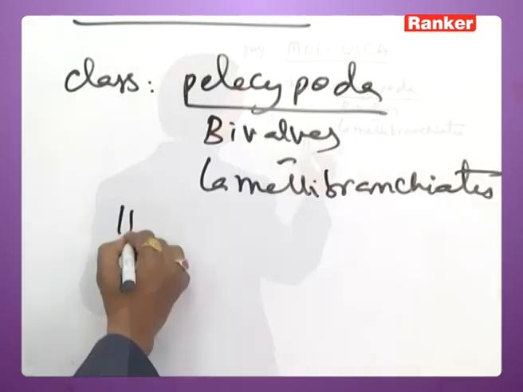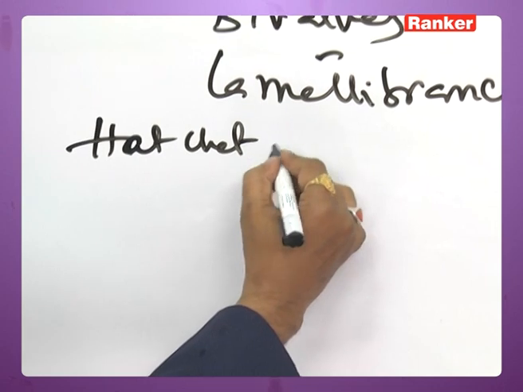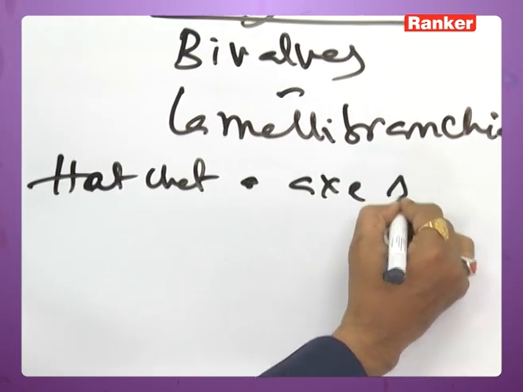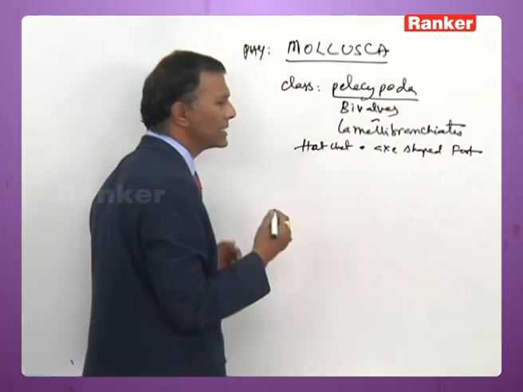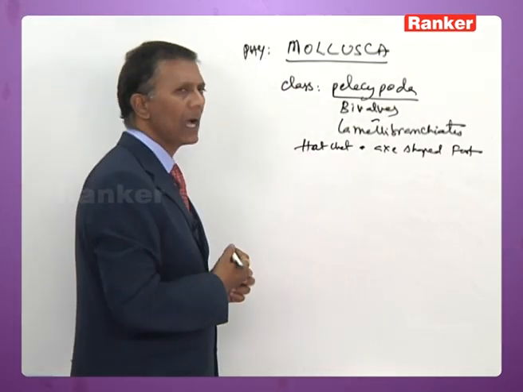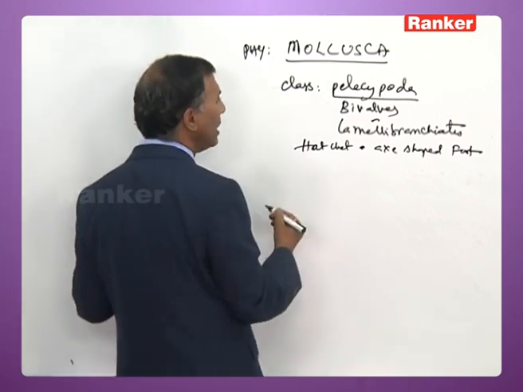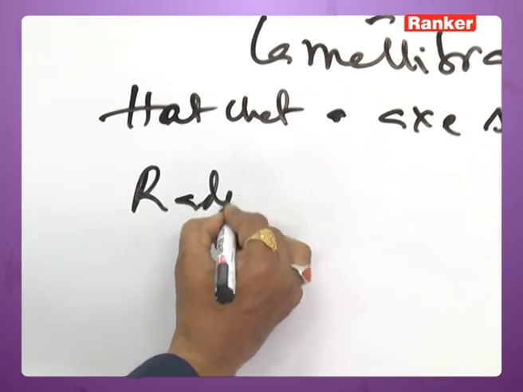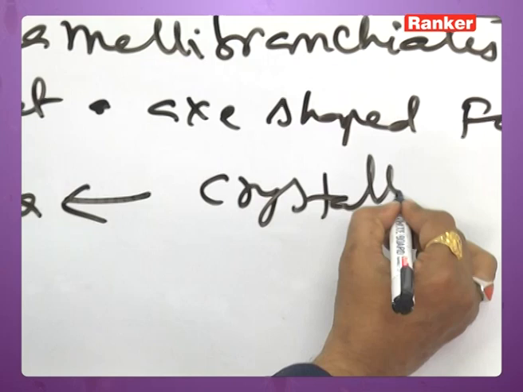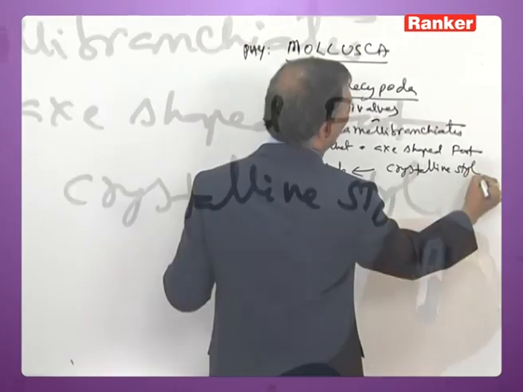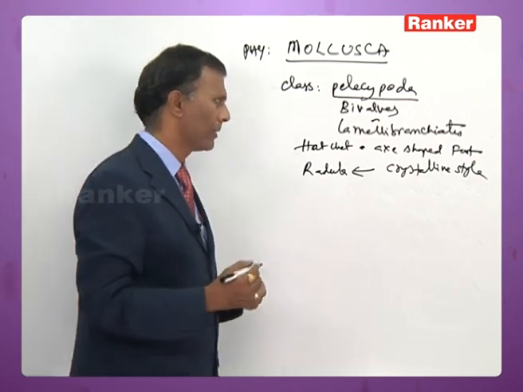In Pelecypoda, the foot is hatchet-shaped. A hatchet or axe-shaped foot is present, that's why they are called Pelecypods. Head, eyes, tentacles and radula are absent. Pelecypoda is the only group of Mollusca in which the radula is replaced by a crystalline style that helps in carbohydrate digestion by secreting amylase.